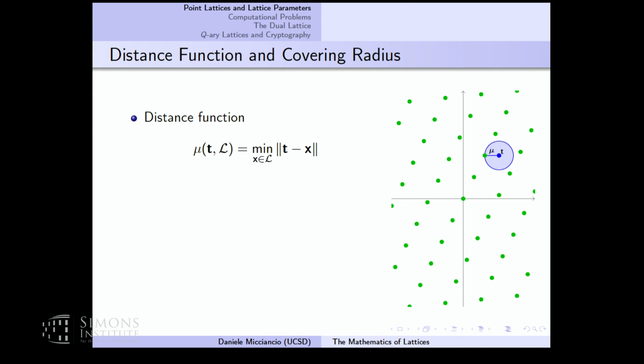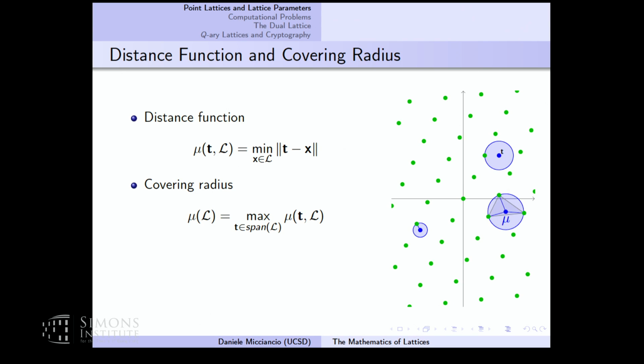So if you are given not only a lattice, but also a target point, t, the blue point here in the picture that does not belong to the lattice, you can consider the distance between this point and the lattice. So if t happens to be a lattice point, then this distance would be 0. And if you go far away from the lattice, this distance will increase. And for every point, you can consider the distance to the closest lattice vector.